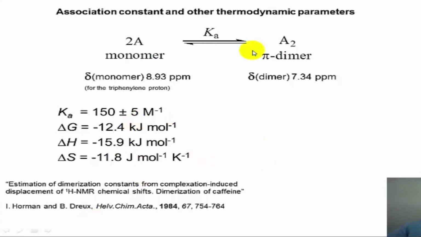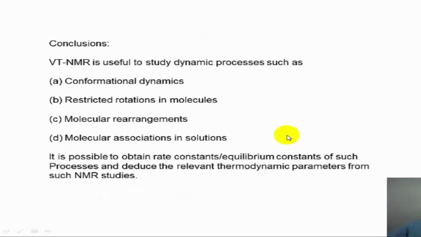Now the procedure that is adopted for this study comes from this particular reference, in which the estimation of the dimerization constant of very weak complexes using proton NMR chemical shift is discussed. We essentially used that protocol to study this equilibrium by variable temperature as well as variable concentration NMR spectroscopy, for looking at this dimerization process.